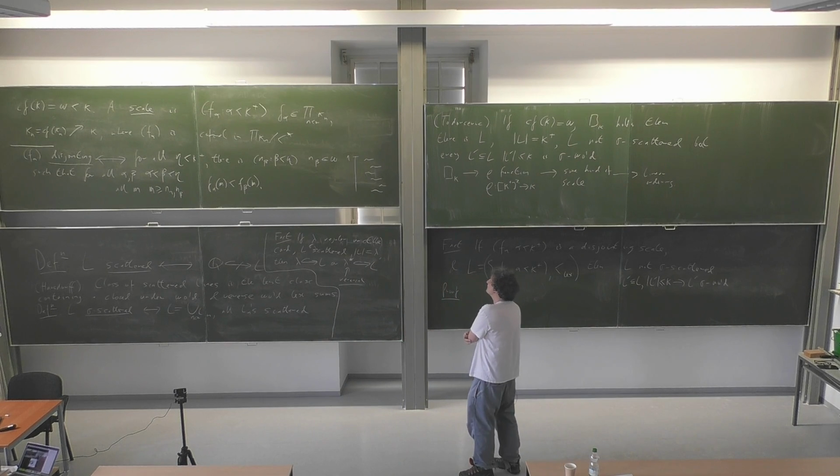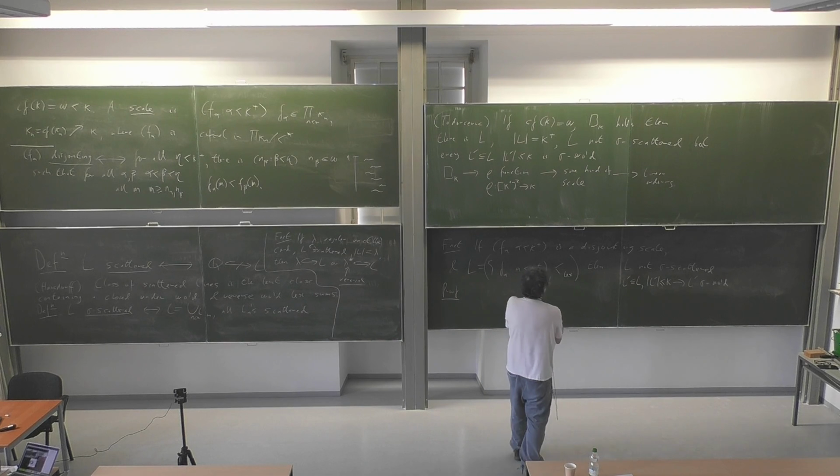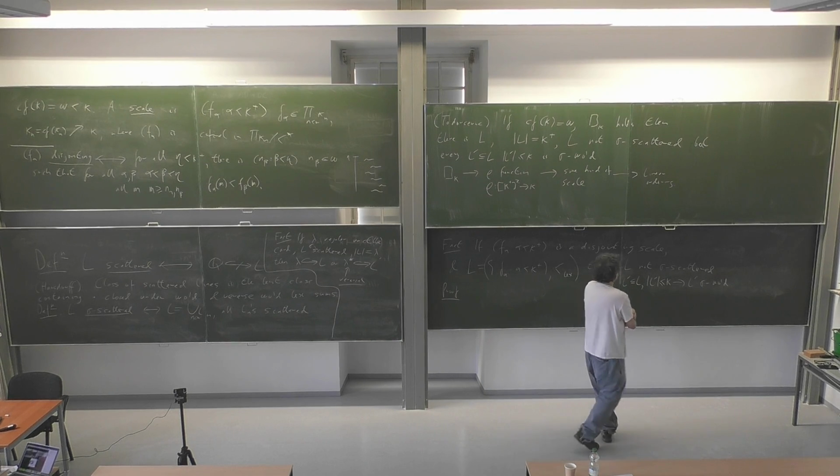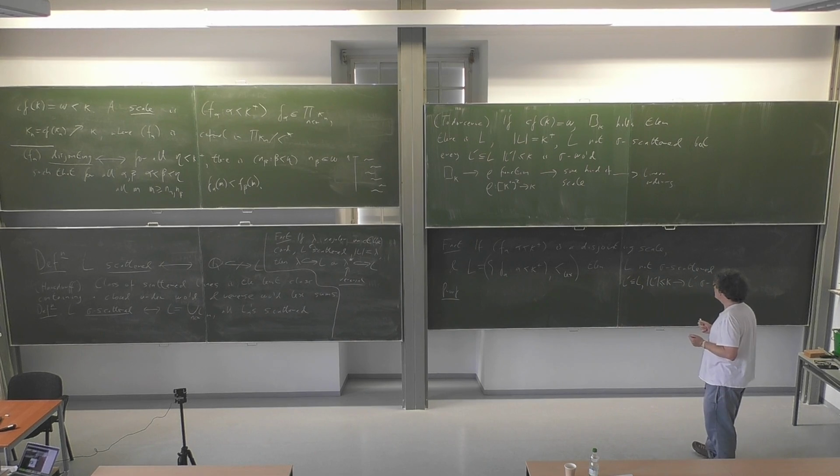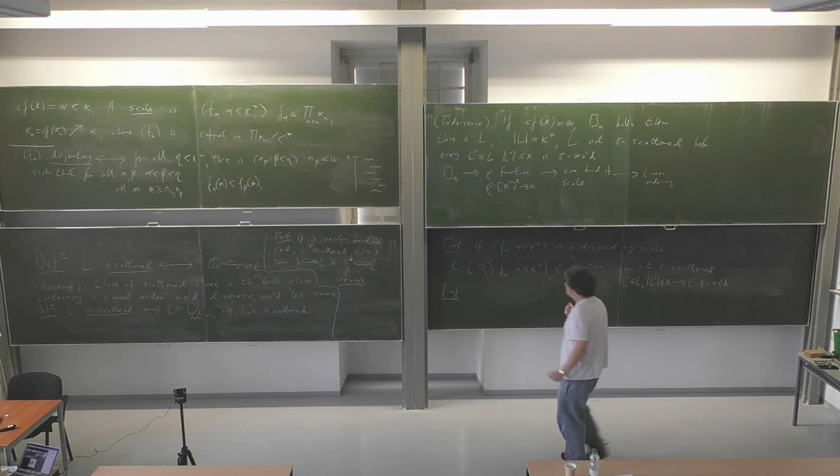So the point is that I want to prove that L, which has cardinality kappa plus, is not sigma scattered. If it was sigma scattered, it would have to embed a copy of kappa plus or the reversal of kappa plus under Lex.